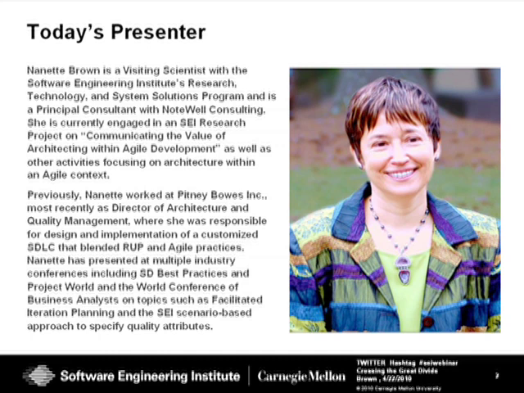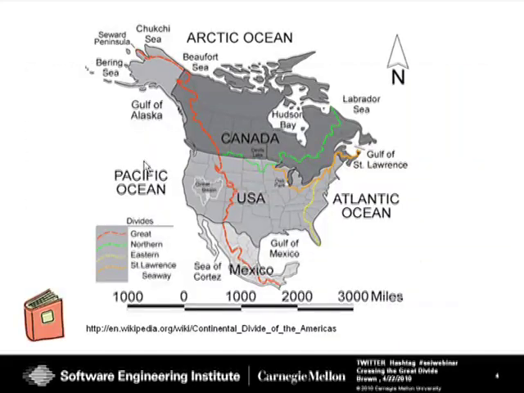Hi. Well, the metaphor for today's talk is crossing the Great Divide, so I thought it might be fun to take a look at what the Great Divide actually is. And this is a picture of the continental divide of the Americas, also known as the Great Divide. And as you can see, it starts up in Alaska, goes through Canada, continental US, and through Mexico.